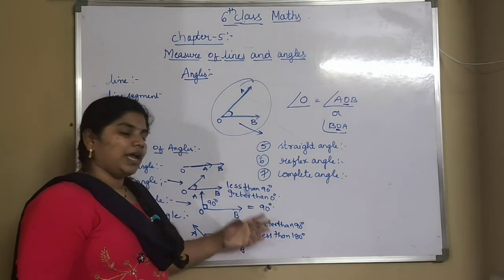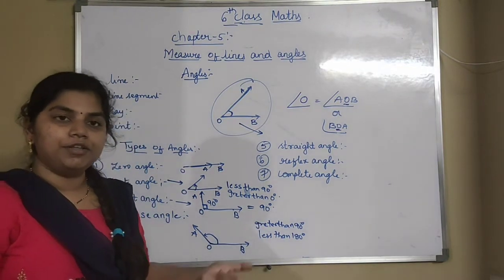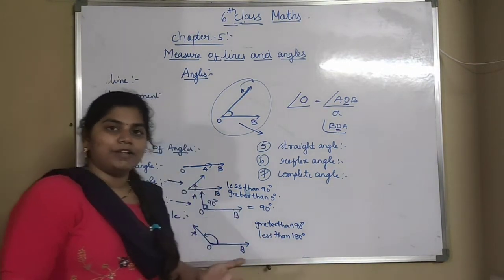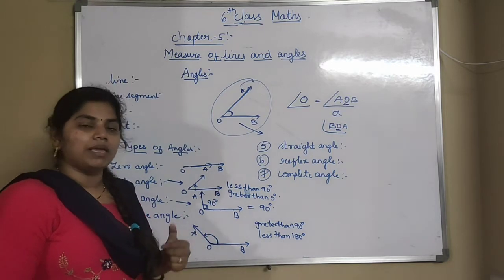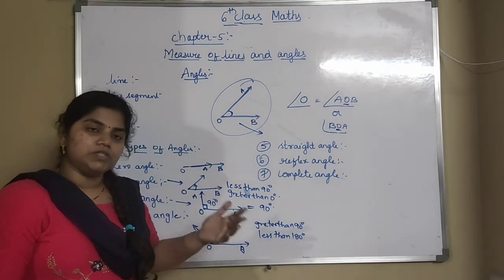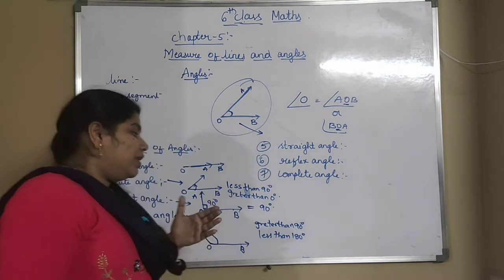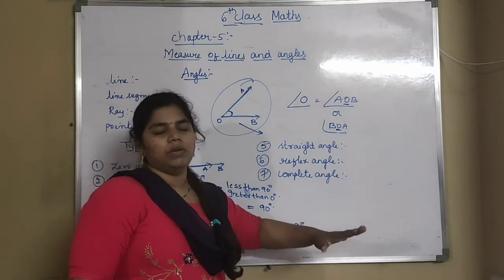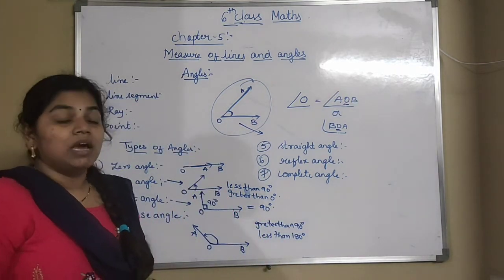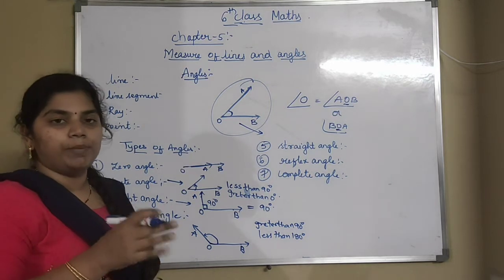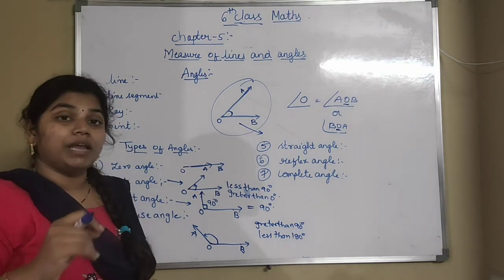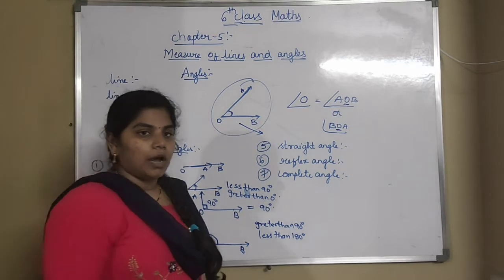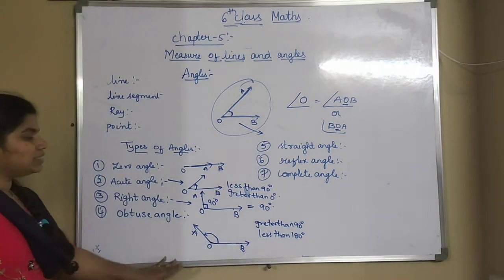angle. Greater than 90 means it can be 100. 100 is an obtuse angle. In the same way 120. 120 is also an obtuse angle. 135 is also an obtuse angle. So less than 180 degrees will be equal to obtuse angles. 179 is also an obtuse angle. 179.5 is also an obtuse angle. So this is called an obtuse angle.